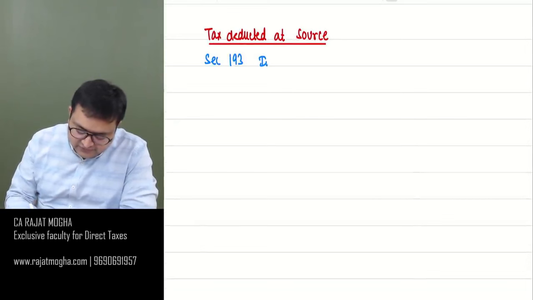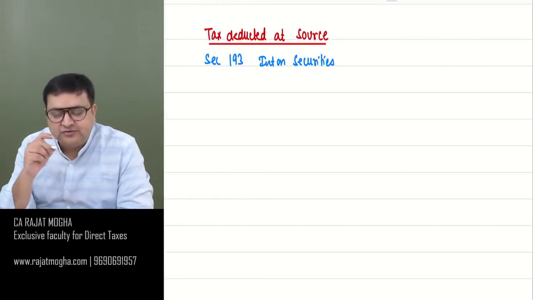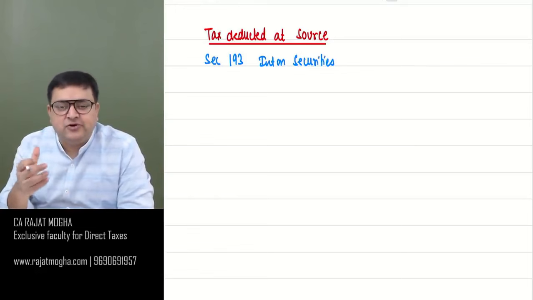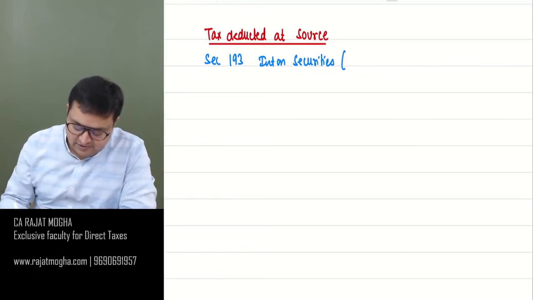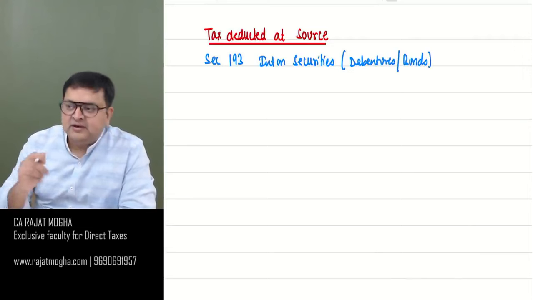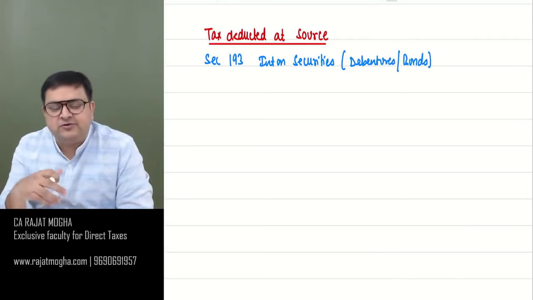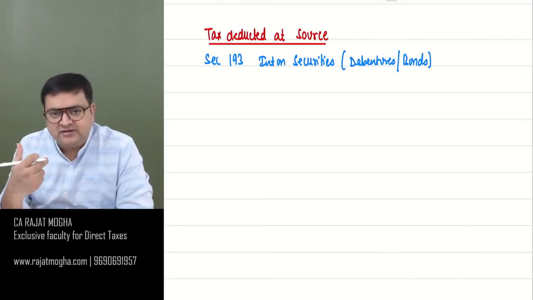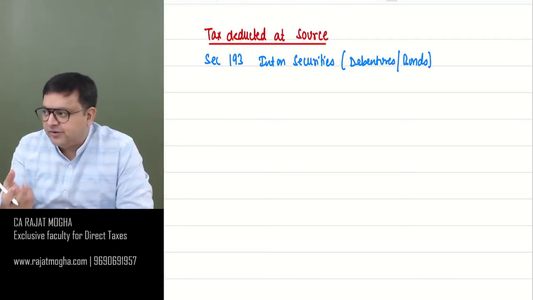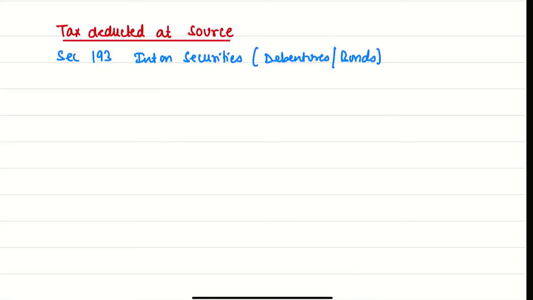193 is interest on securities. What is interest on securities? If you are receiving interest on your debentures or bonds, these are securities. Shares are also securities, but on shares you don't receive interest. There is another section, 194, TDS on dividend. So I'm not using the word shares here. Section 193 says interest on securities.